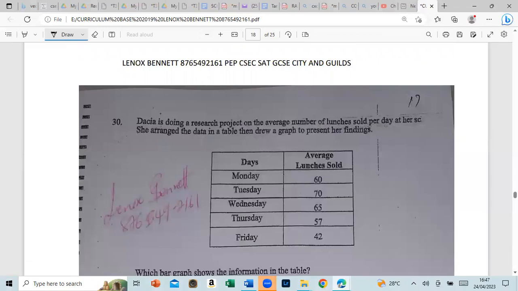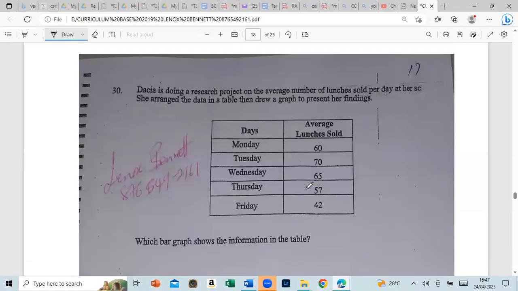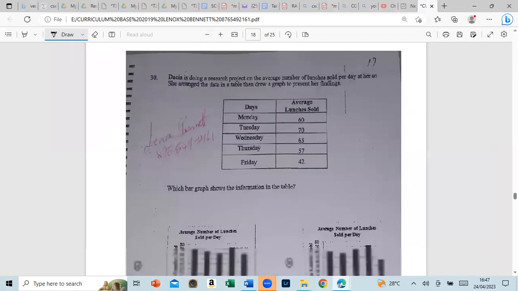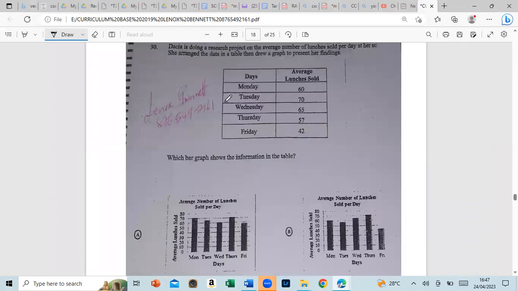Alright, so we're at 30 now. Dacia is doing research on a project on the average number of lunches sold per day at school. She arranged data in a table and used the table to represent her findings. Which paragraph shows the information on the table? So Monday, you get 60. Where's the graph? So Monday is 60. So I'm going to check. Alright, this 60 is correct.